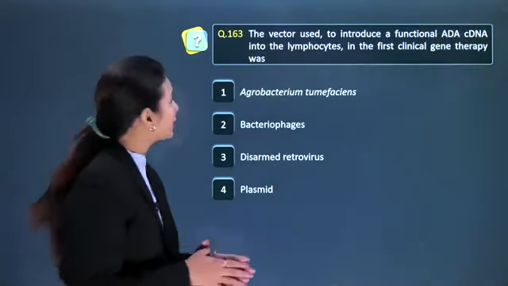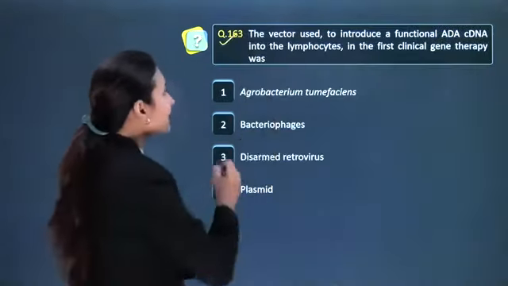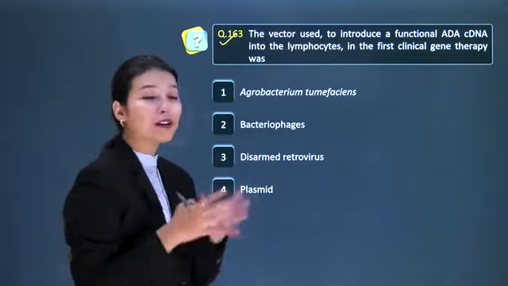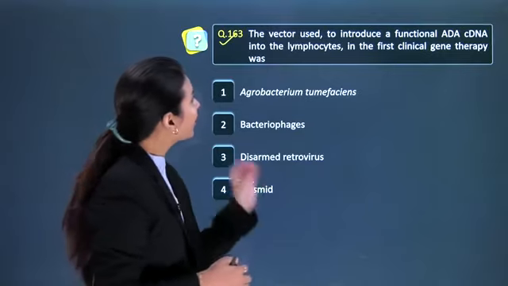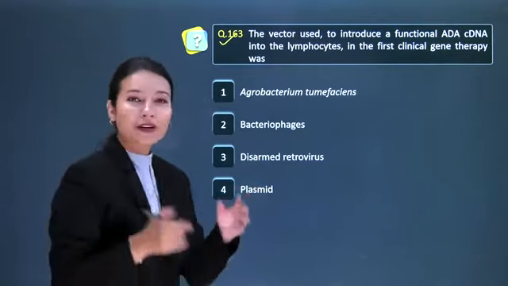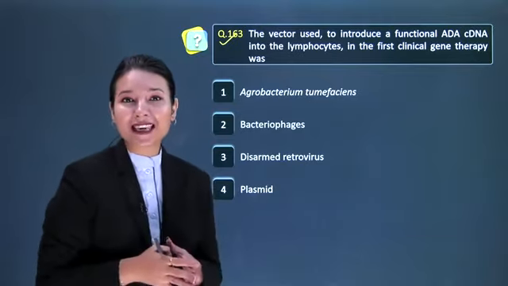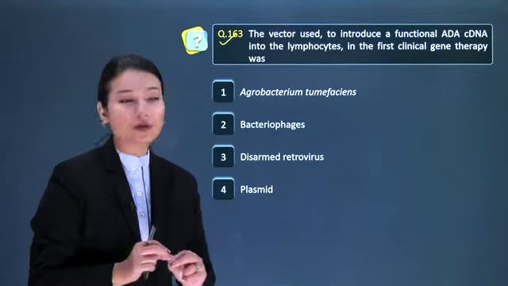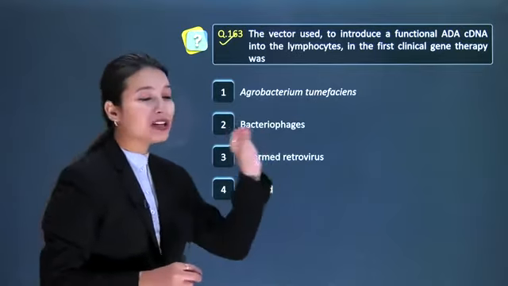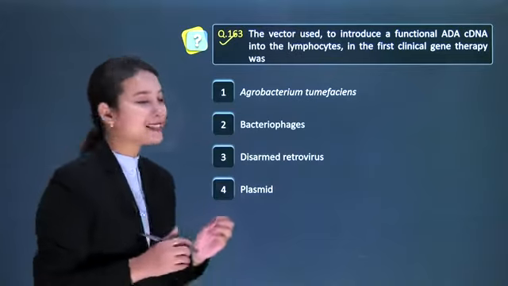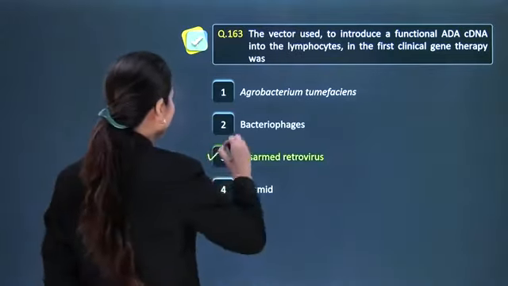Let's move on to next question, that is question number 163 that states the vector used to introduce a functional ADA DNA into the lymphocytes in the first clinical gene therapy was. So students, as mentioned in NCERT, this armed retrovirus was actually used to introduce a functional ADA DNA into the lymphocytes. So our correct answer here is option number 3.